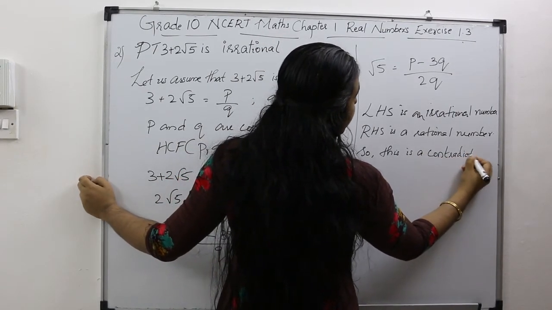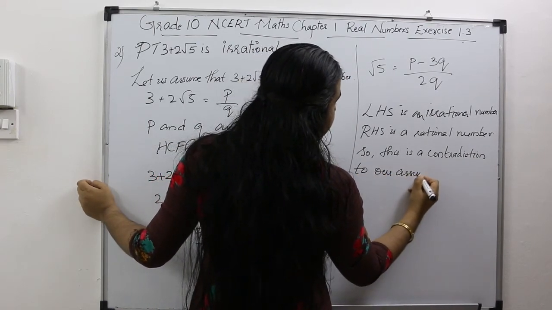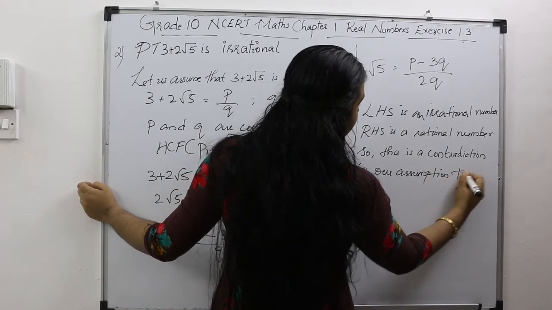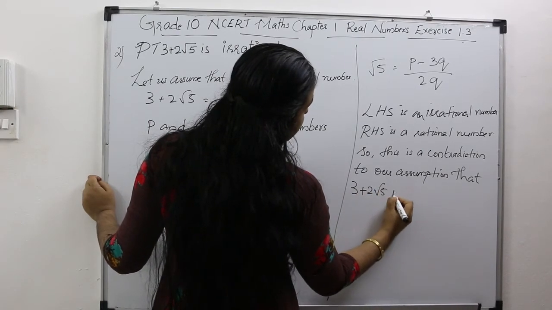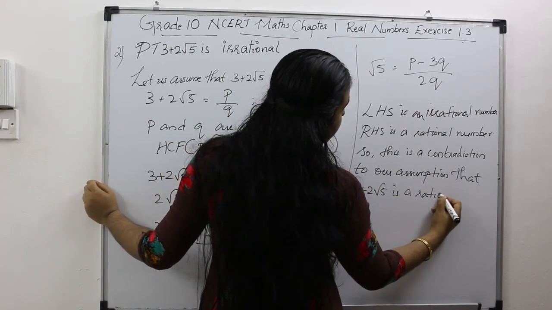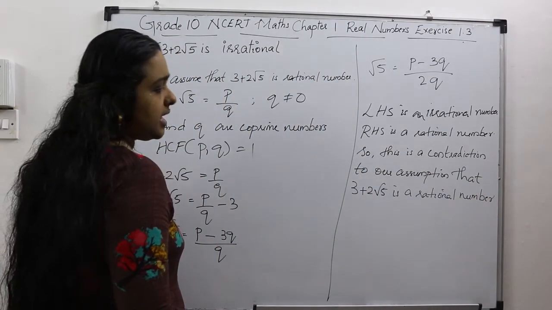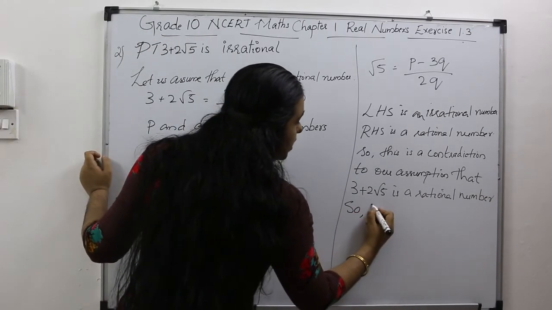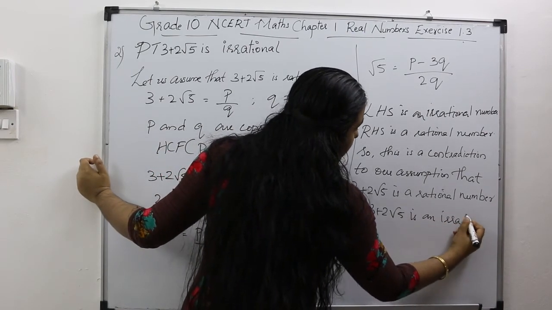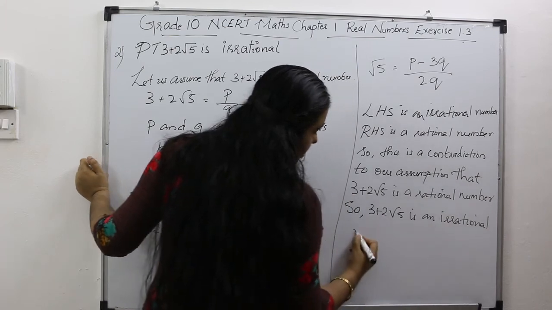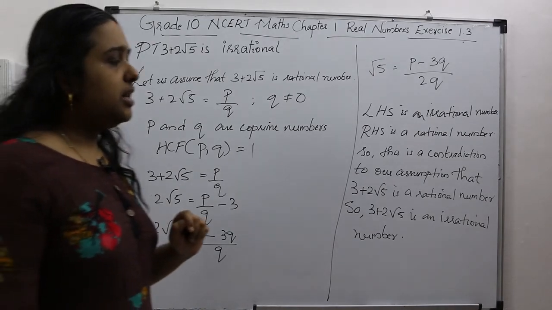This is a contradiction to our assumption that 3 plus 2 root 5 is a rational number. So 3 plus 2 root 5 is an irrational number.